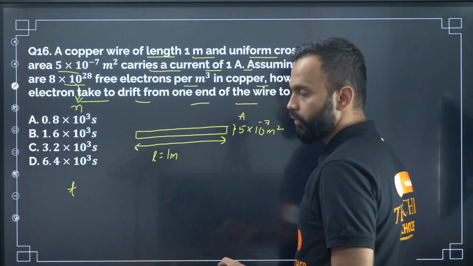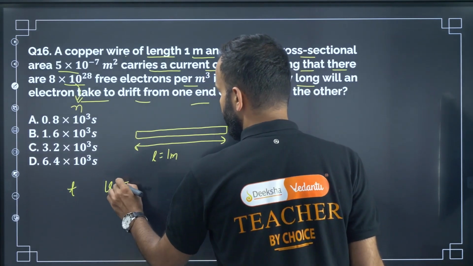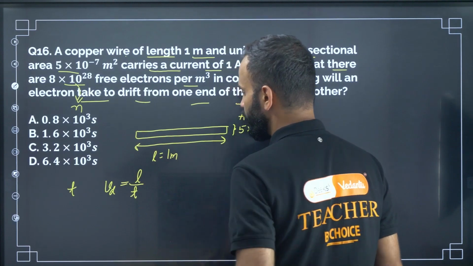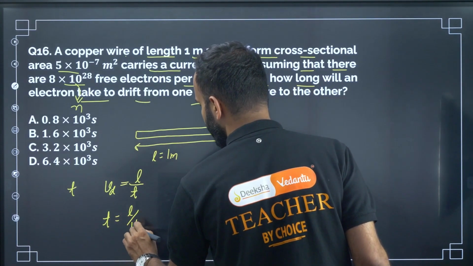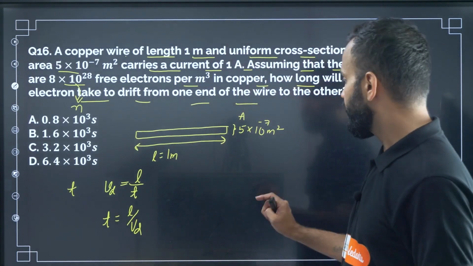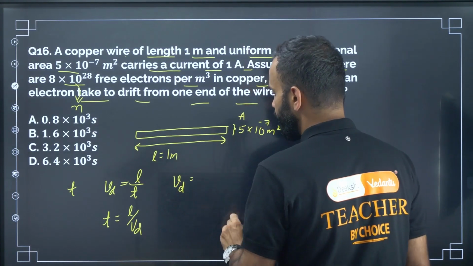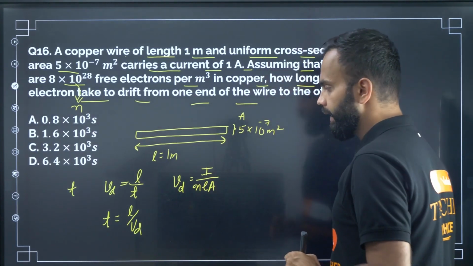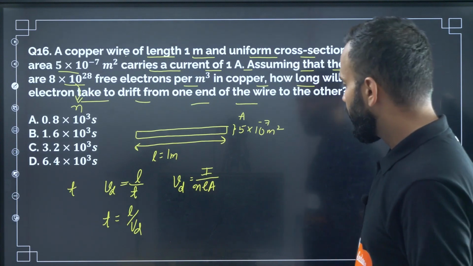What is the drift velocity of the electron? Drift velocity Vd is equal to the length of the wire L divided by time t. So we need to find t, so t equals L divided by Vd. We know the value of L, but we don't know the value of Vd. The drift velocity Vd is equal to I divided by N E A. This is the relationship between drift velocity and current I.